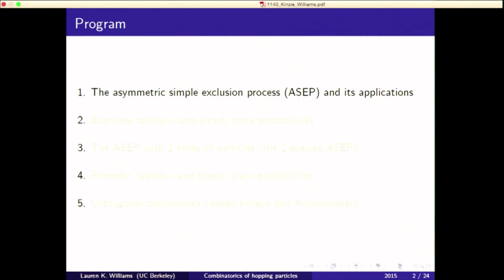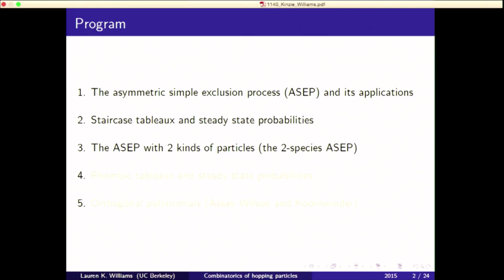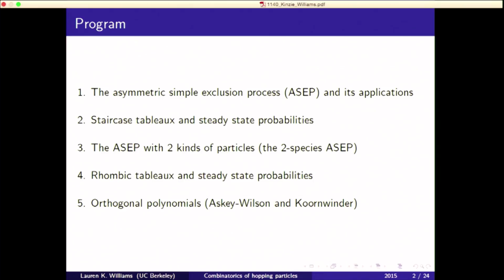So first, let me give an outline of my talk. I'm going to tell you about a model that came from biology and traffic flow called the asymmetric simple exclusion process, or ASEP. And then I'll tell you about how one can answer questions about the ASEP using some combinatorial objects. I'll then explain a generalization of this model and corresponding combinatorics. And finally, I'll tell how everything is tied into some orthogonal polynomials.